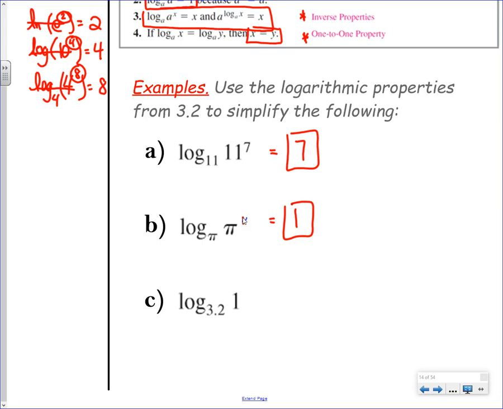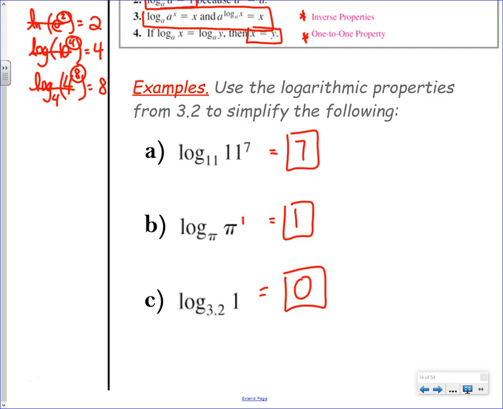Ooh. What about letter C? How are we supposed to visualize any log of any base of 1? Look at property number 1. What's it say? Any log of any base. Because 3 to what power would be 1? Oh, anything to the 0.